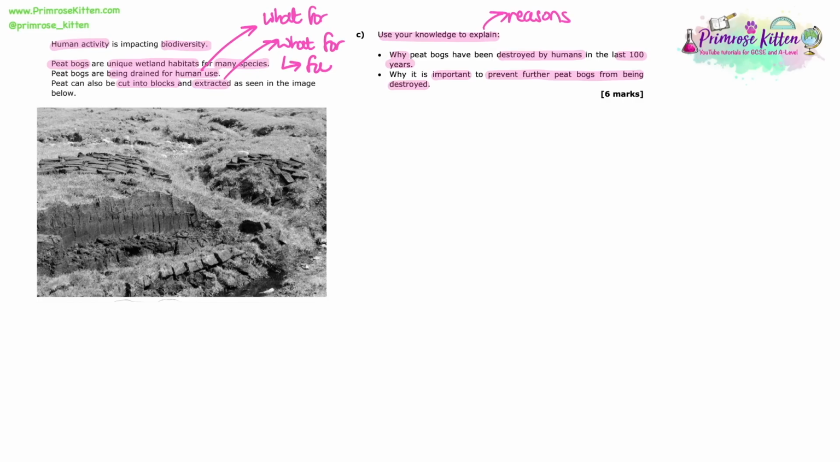But it says peat bogs are being drained for human use. So what are humans using the peat bogs for? Why are they draining them to get rid of the water? What are they using the land for? So it's going to be for things like farming, grazing of animals, building houses or roads and things like that. What are they extracting? What are they cutting it into blocks and extracting it for? Fuel, and as well as that, compost are 2 main uses of peat, cut and extracted like that.